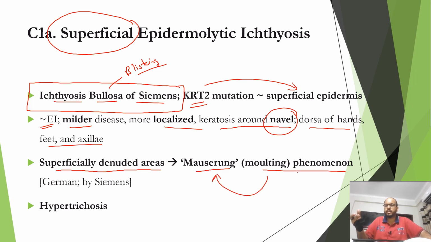So it is Mauserung phenomenon or molting phenomenon, and this term was also given by Siemens, Ichthyosis bullosa of Siemens. So with that, you will easily be able to remember that Siemens gave the term molting phenomenon. Molting means removal of superficial layer, so it will be seen in superficial epidermolytic ichthyosis. And in order to be superficial, the mutation should be there in keratin 2. Additional feature is hypertrichosis.